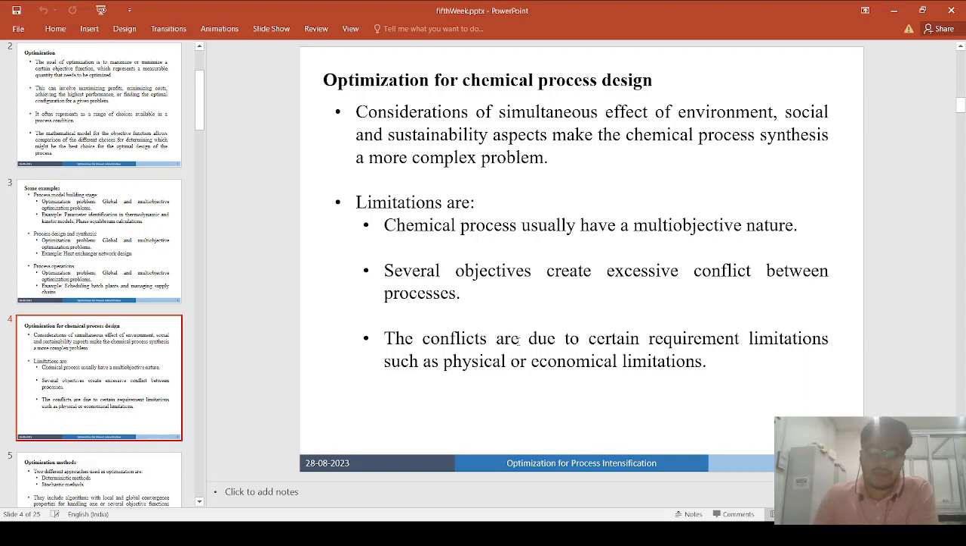There can be another limitation, a physical limitation, that your land area for setting up the plant is limited. You cannot go and purchase more land to expand your plant. So the only way could be to increase the amount of raw material used while sticking to the same residence time. You cannot increase your plant volume, so this comes under physical limitation. Generally, conflicts among the objective functions arise most commonly due to physical or economical limitations.